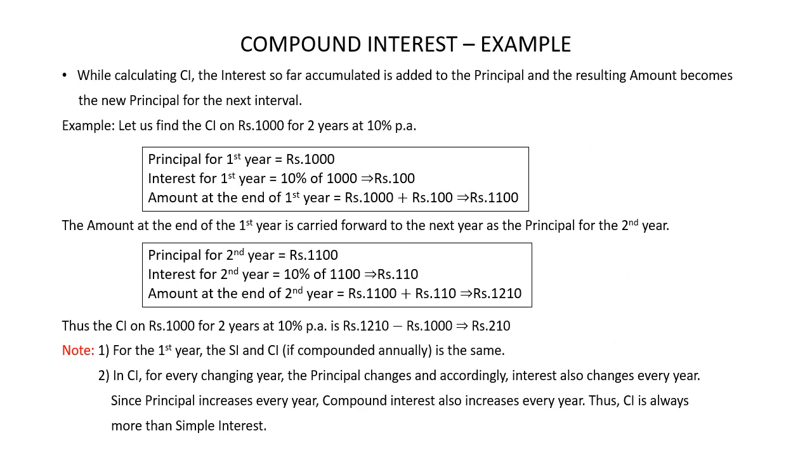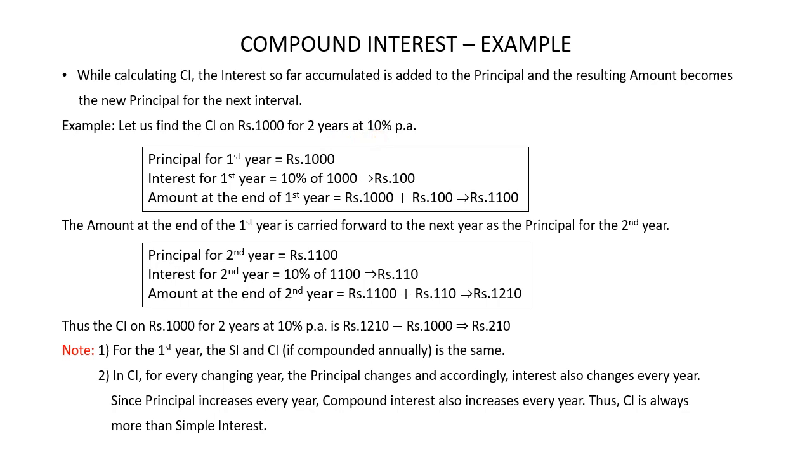Let's now understand the concept of compound interest with the help of an example. While calculating compound interest, the interest so far accumulated is added to the principal and the resulting amount becomes the new principal for the next interval. Let's look at an example. Let's find the compound interest on rupees 1000 for 2 years at 10% per annum.